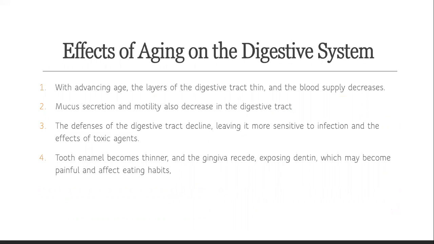With advancing age, the layers of the digestive tract become thin and the blood supply decreases. Mucus secretion and motility also decrease, and the defenses decline, leaving the digestive system more sensitive to infection and toxic agents. In our teeth, the tooth enamel becomes thinner and the gingiva recede. When this happens, the dentin is exposed and that makes eating painful.